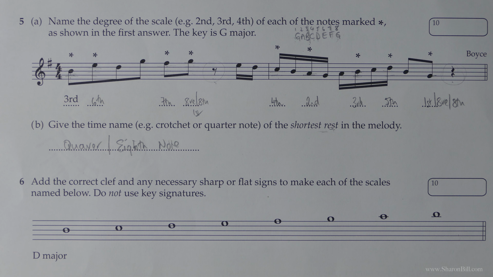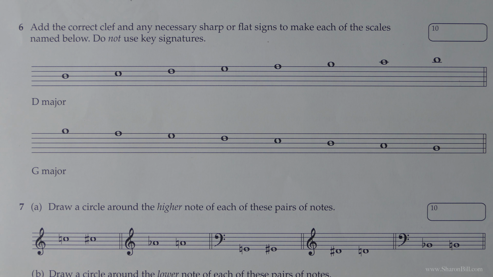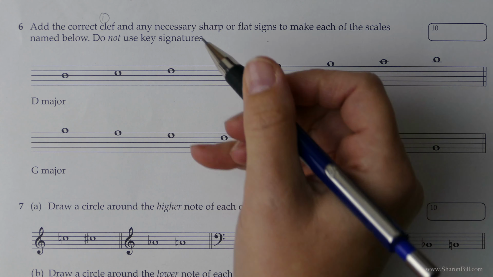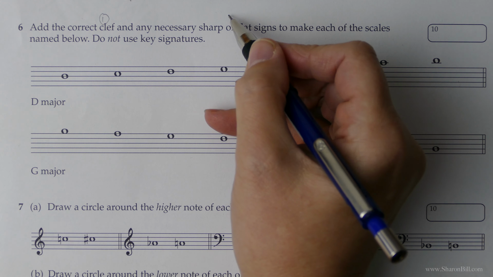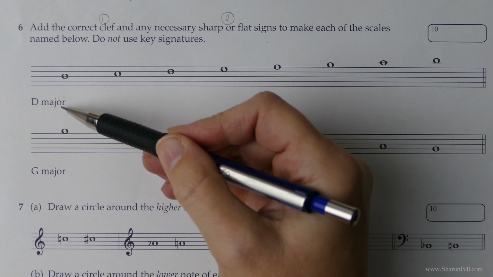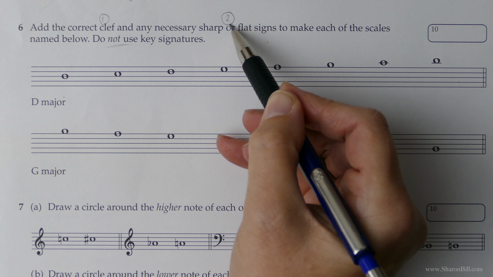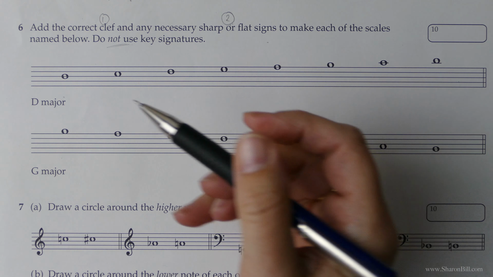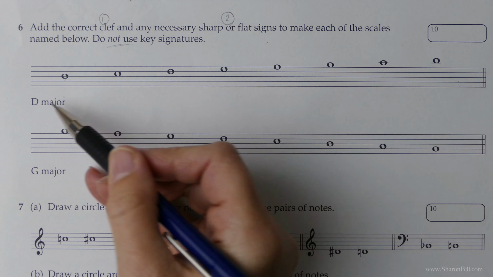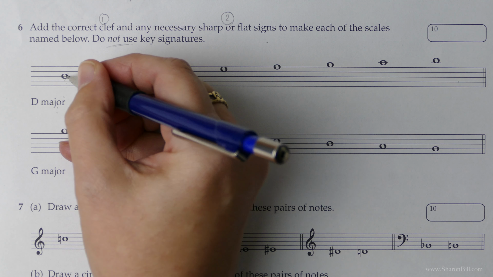So let's press on to the next question. We're asked to add the correct clef, so that's one thing, and then we're also asked to add any sharp or flat signs, so that's another thing, to make each of these scales below. We're asked not to use key signatures, we've got to add accidentals. Now, in order for this to be D major, of course it must begin and end on D. And so for that to be the case, it'll have to be bass clef, good boys deserve.